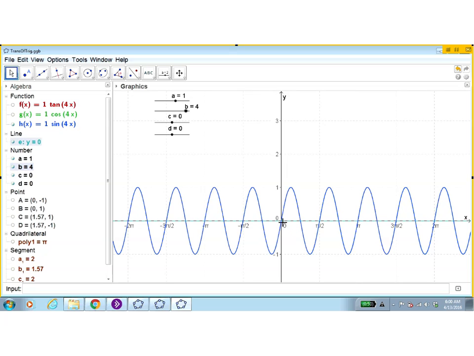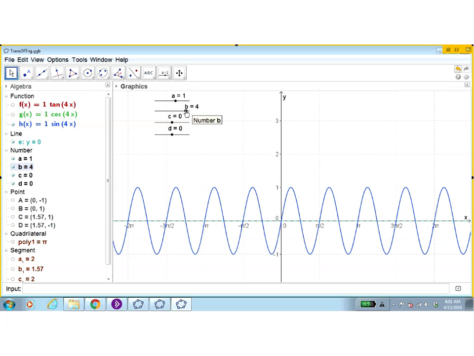Now let's look at the period. So we start at 0, 0. We hit the maximum right about here. Then we go down and hit the minimum. And by the time we get to pi over 2, which is 90 degrees, we've completed a full cycle. So the period of this graph is pi over 2. So not only does B change the compression in terms of what the graph is going to look like, but B also has a huge effect on the period for the graph.